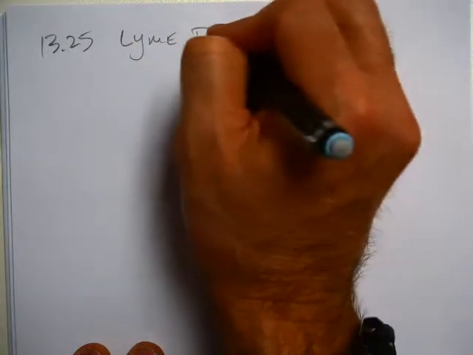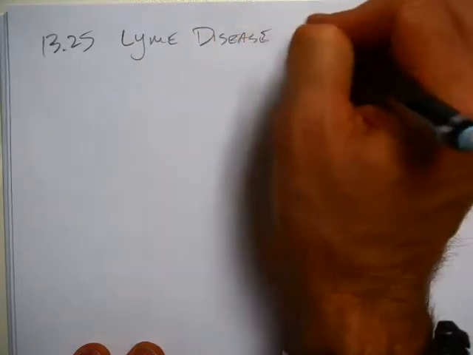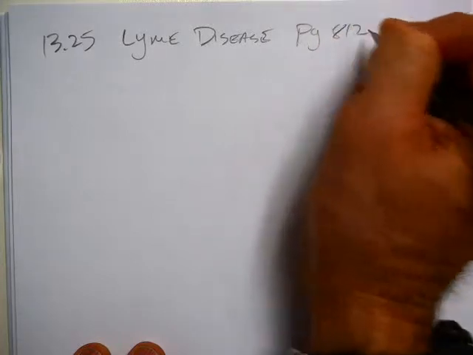So this problem says, it's 1325, Lyme disease. It says, Lyme disease is spread in the northeastern United States by infected ticks. The ticks are infected mainly by feeding on mice, so more mice results in more infected ticks. The mouse population in turn rises and falls with the abundance of acorns, their favorite food.